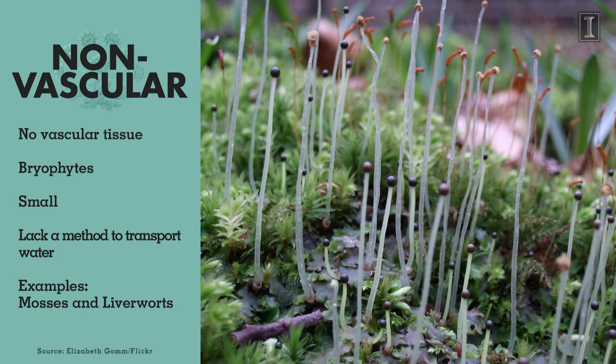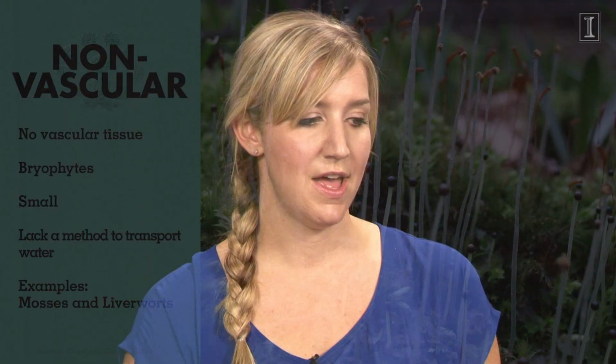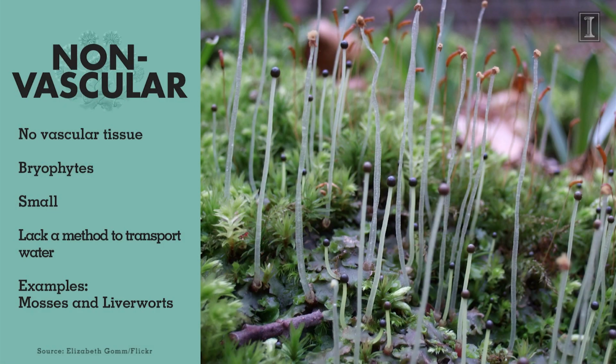So these are generally kind of small, and because they have no real method to transport water, the absence of that vascular tissue constrains them to a certain size, and that is being rather small here. So examples of your bryophytes are mosses and liverworts. So they're almost kind of like ground cover plants here.